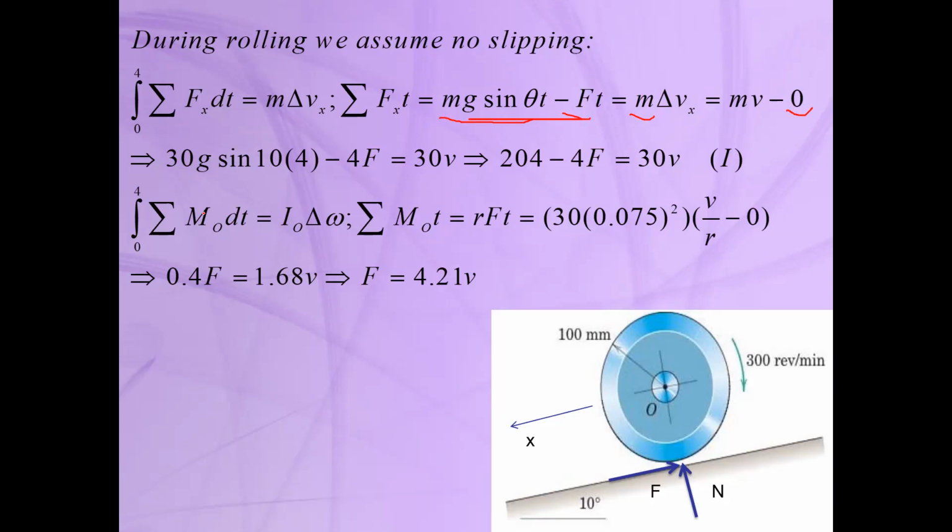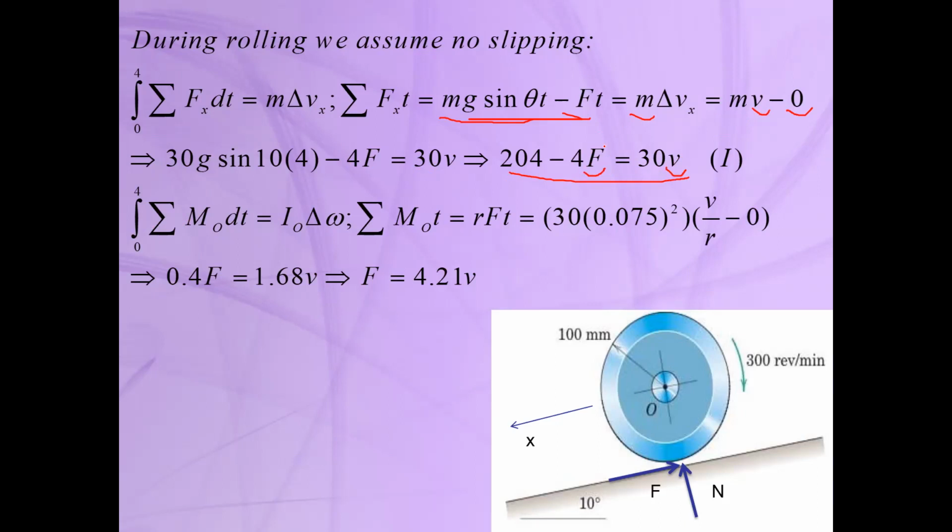And V is the final velocity after 4 seconds. And it's equal to r omega according to the assumption of no slipping. So we can substitute here and calculate. And also we need another equation, because this equation includes two unknowns. One is the F, the friction force, and the other one is the velocity of the mass center.